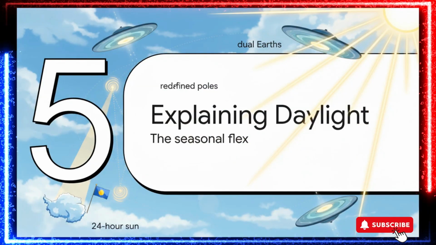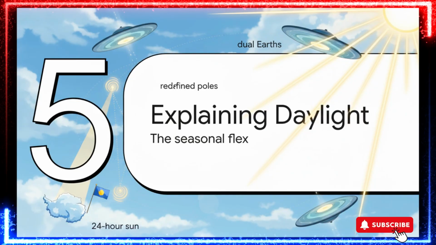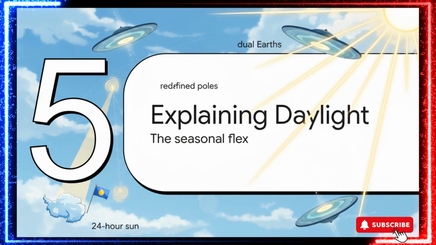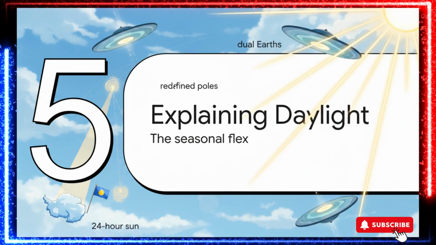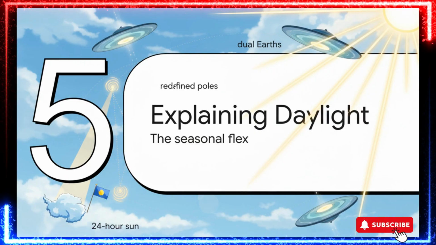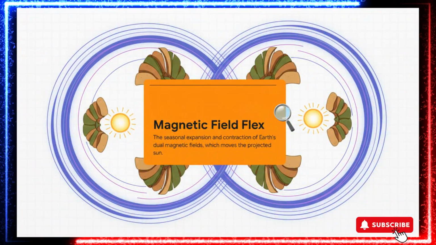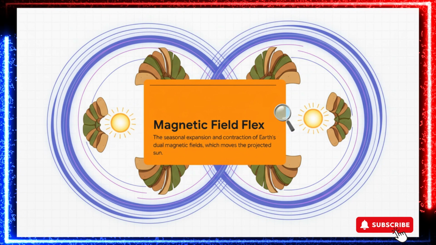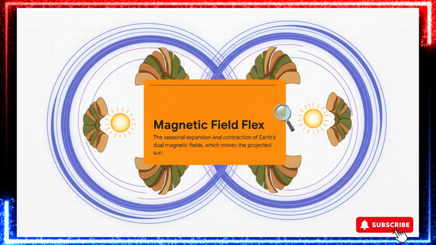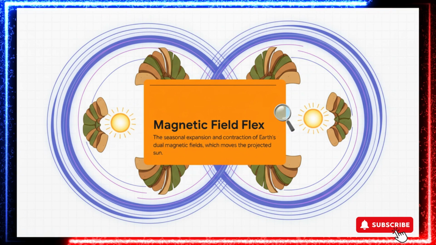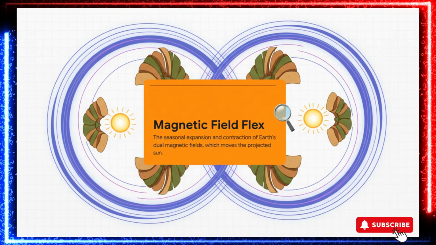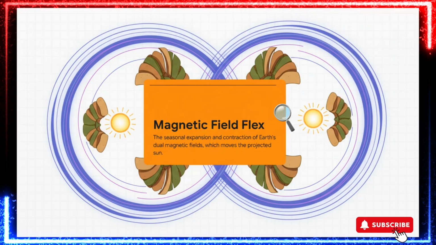All right, now we have all the pieces: the dual Earth, the redefined poles, and the projected sun. Let's bring it all together and see how this model finally explains that 24-hour sun in Antarctica. The key mechanic that makes it all work is something the source calls the magnetic field flex. You can honestly think of it like the planet is breathing. Over the course of a year, these dual magnetic fields expand outwards and then contract back inwards. And this seasonal flex is what moves that projected sun.